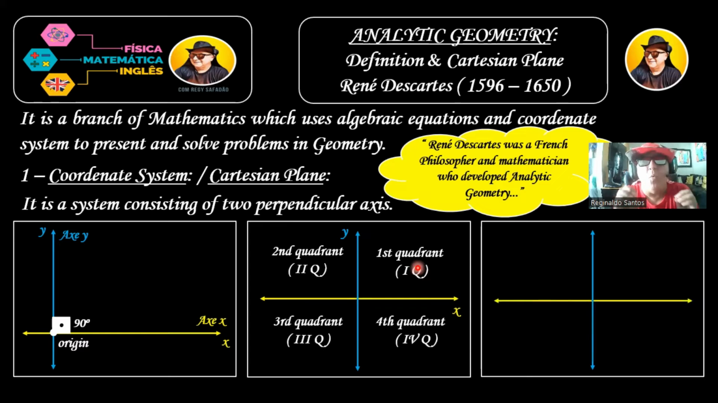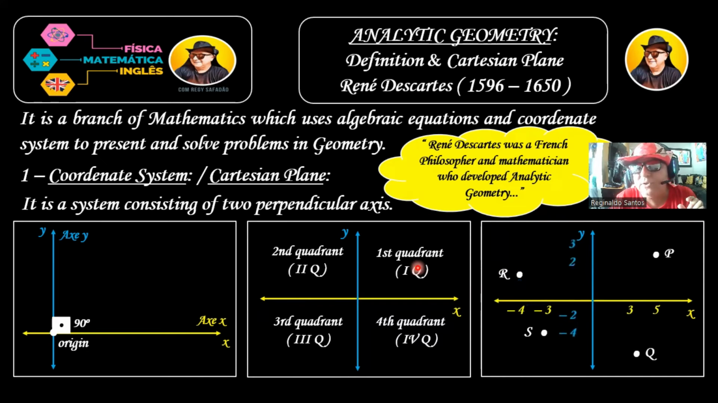When René Descartes developed this part of geometry, he wanted to plot points, like this. Number line x, number line y. Point P is on the first quadrant, point R is on the second one, point S is on the third one, and point Q is on the fourth one. All right, let's plot them.